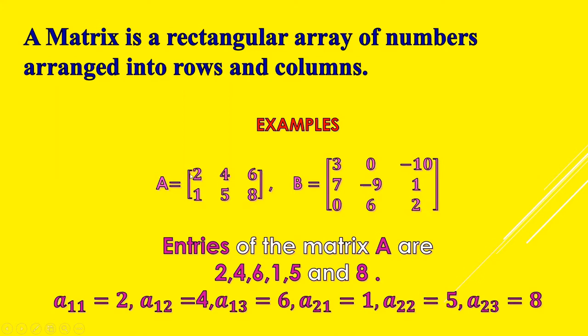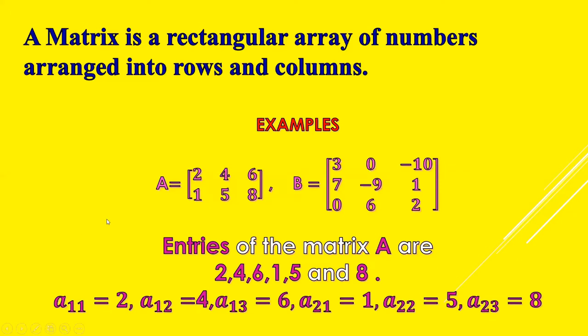In the matrix A, there are 2 rows: 2, 4, 6 and 1, 5, 8, and 3 columns: 2, 1; 4, 5; and 6, 8. In the matrix B, there are 3 rows: 3, 0, negative 10; 7, negative 9, 1; 0, 6, 2, and 3 columns: 3, 7, 0; 0, negative 9, 6; and negative 10, 1, 2. These numbers are called entries of the matrix A. Similarly, 3, 0, negative 10, 7, negative 9, 1, 0, 6, 2 are the entries of the matrix B.